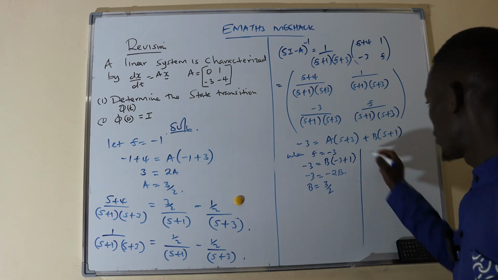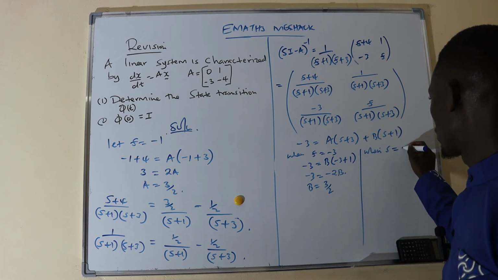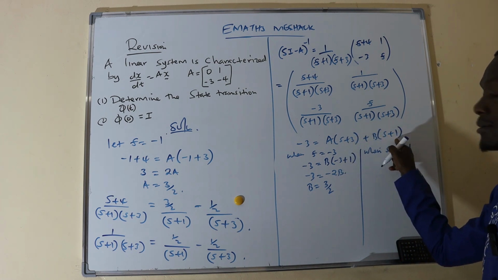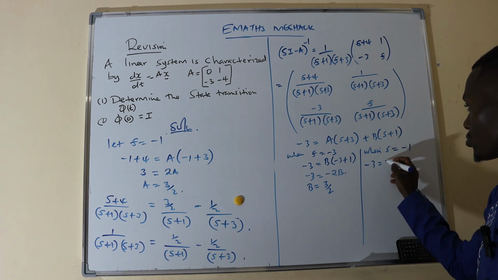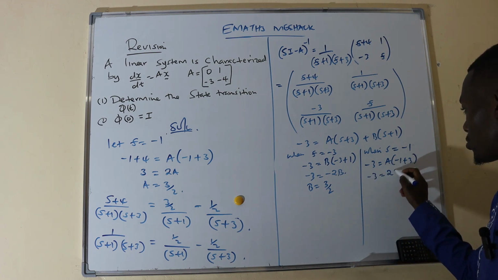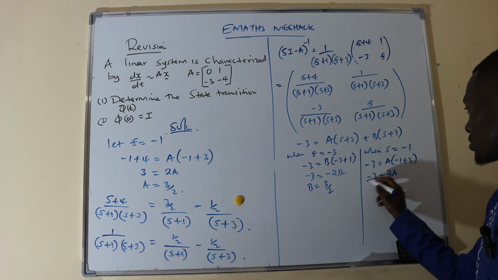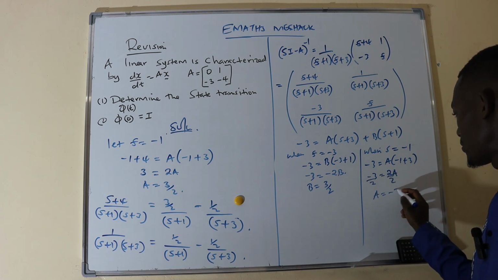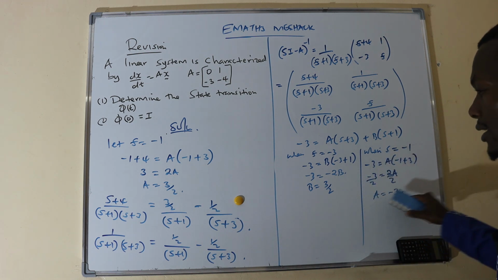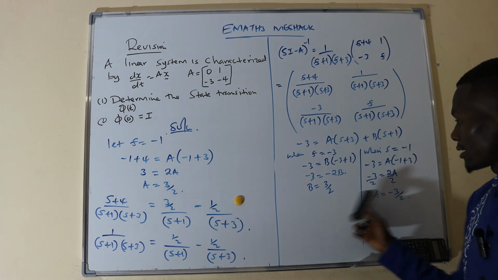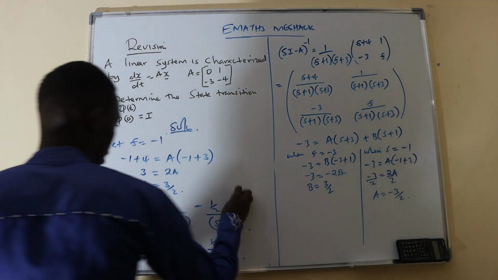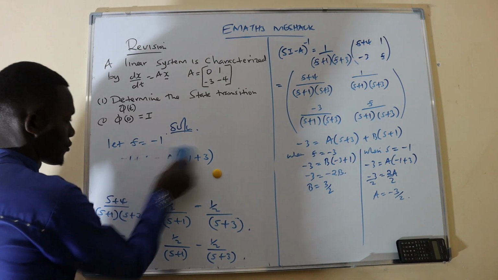Okay. Now we come to the other one. When S equals negative 1, remember we're in this equation here, this one becomes 0, so you're finding the value of A. So negative 3 equals A times negative 1 plus 3, which gives you negative 3 equals 2A. Divide by 2, then you shall have your A equals negative 3 over 2. So we have our A as this and our B as that. Kindly allow me to write it here because we already solved for the values.